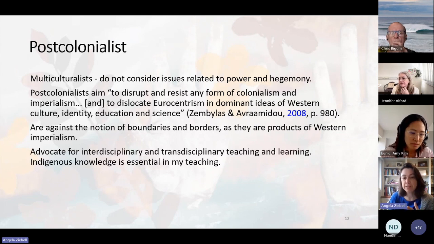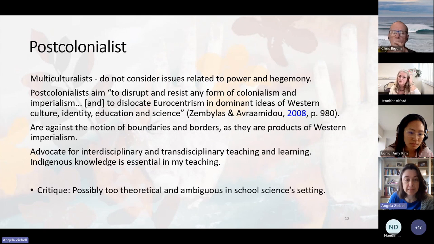So of course they're advocates for interdisciplinary learning, transdisciplinary learning, and as part of that, Indigenous knowledges are central to their teaching. The critique here, though, is that this postcolonialist approach is probably too theoretical. It's also probably too ambiguous in a school science setting. And of course, that also makes it too ambitious for most teachers.